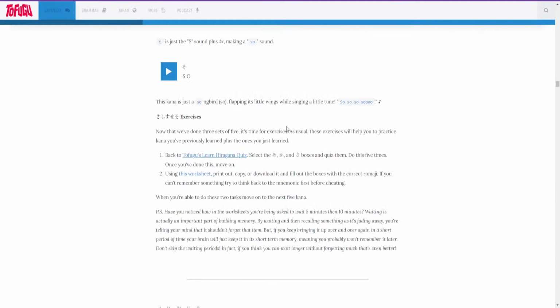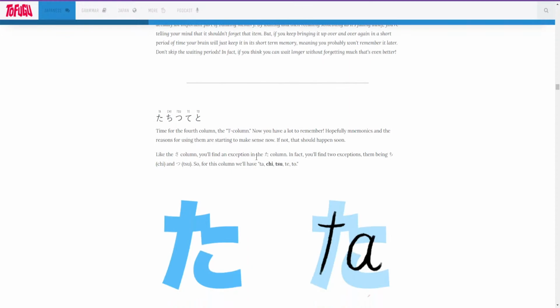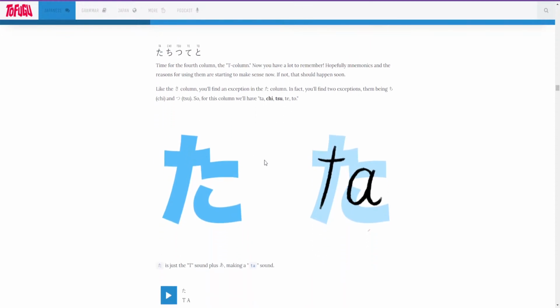Alright, we're going to be done with that quiz for a minute, and now we're going to start learning the new hiragana, which is from the ta column. So we're going to go through ta, na, and ha, and then we'll do the quizzes again, and then that'll be it for tonight. But just like the sa column, the ta column does have 2 exceptions instead of 1.